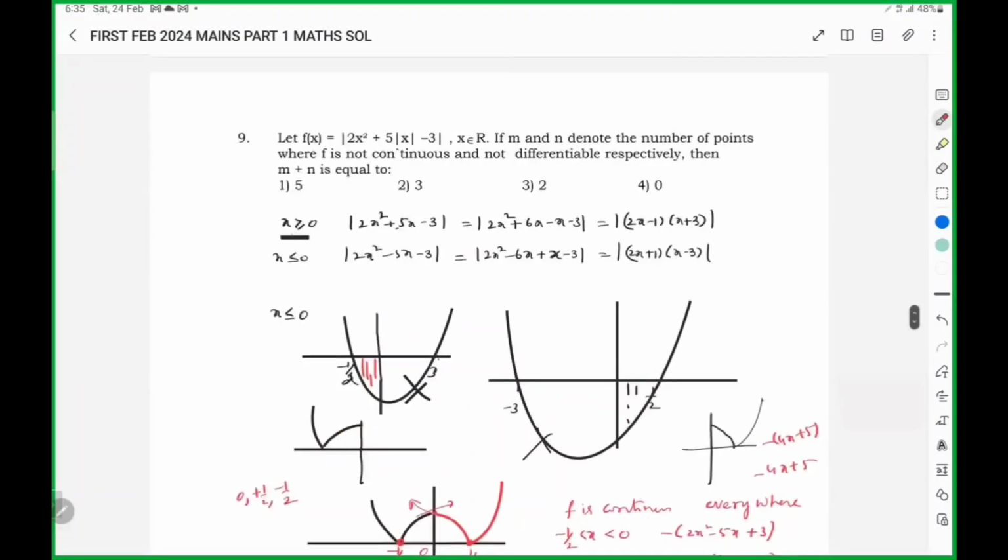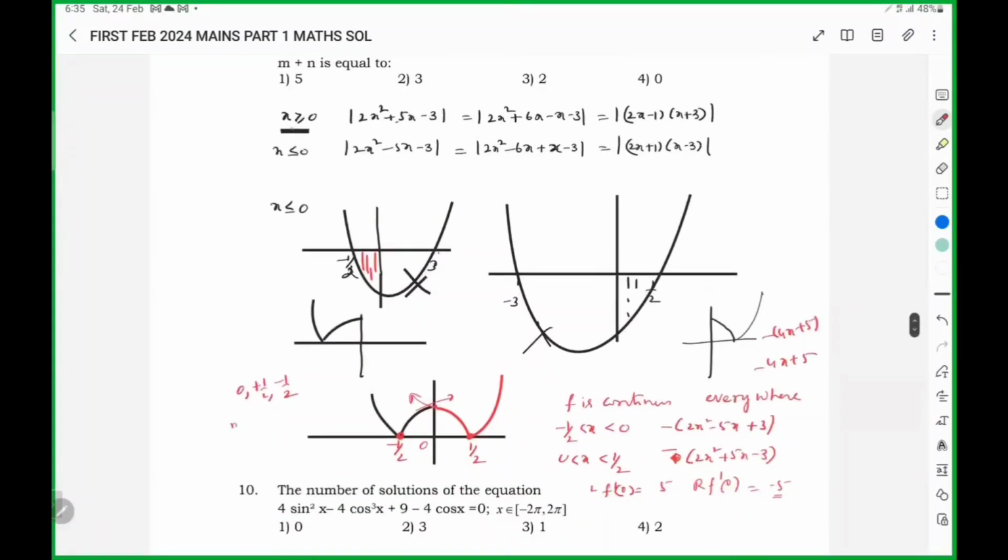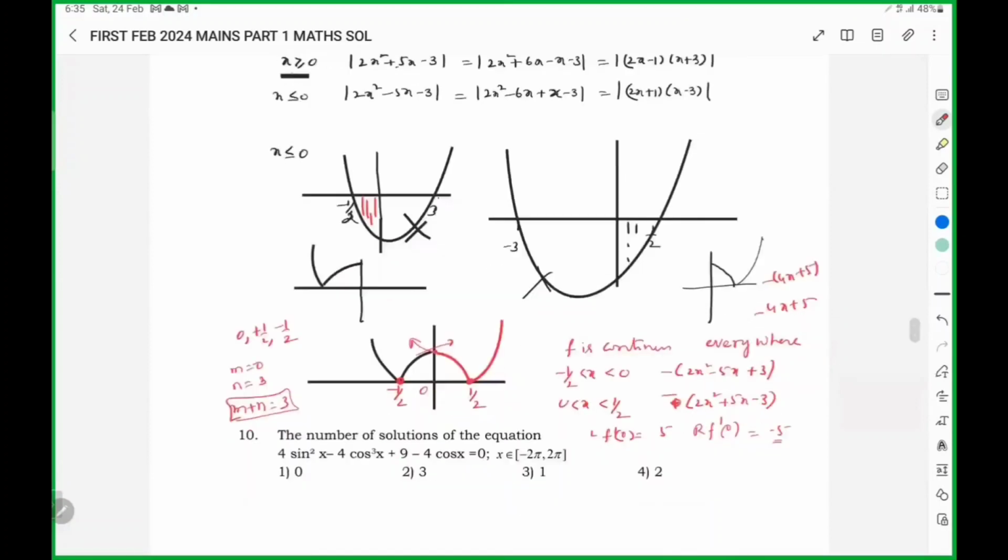So the function is continuous everywhere, and not differentiable at 3 points. M plus N becomes, so this will be the final answer.